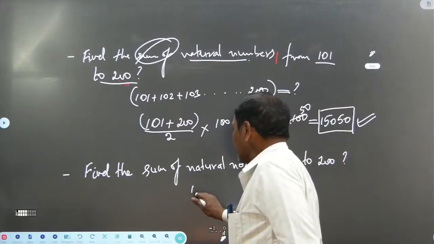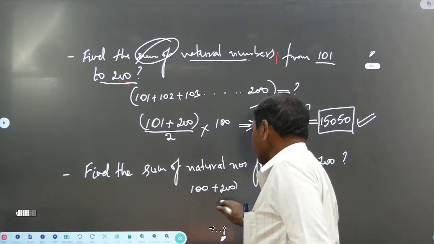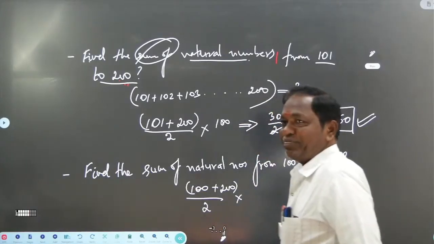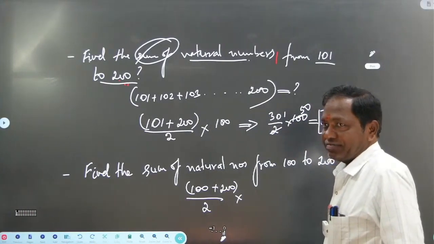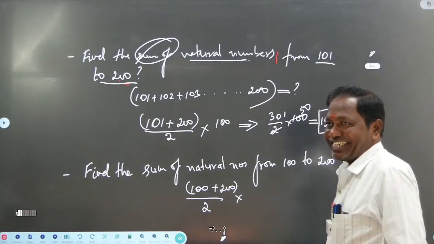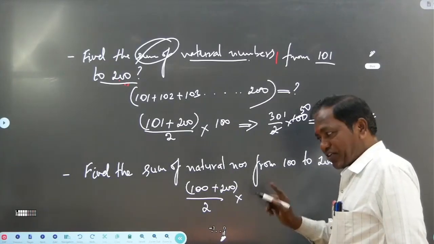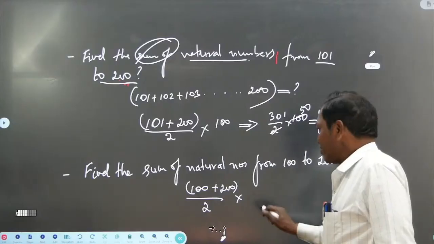First number from the beginning is what? 100. First number from the last, 200, by 2, you get the average. Into how many observations? 100. See, that's 101. They just ask like that. 101 to 200 is 100. If you take 100, so that becomes 101.